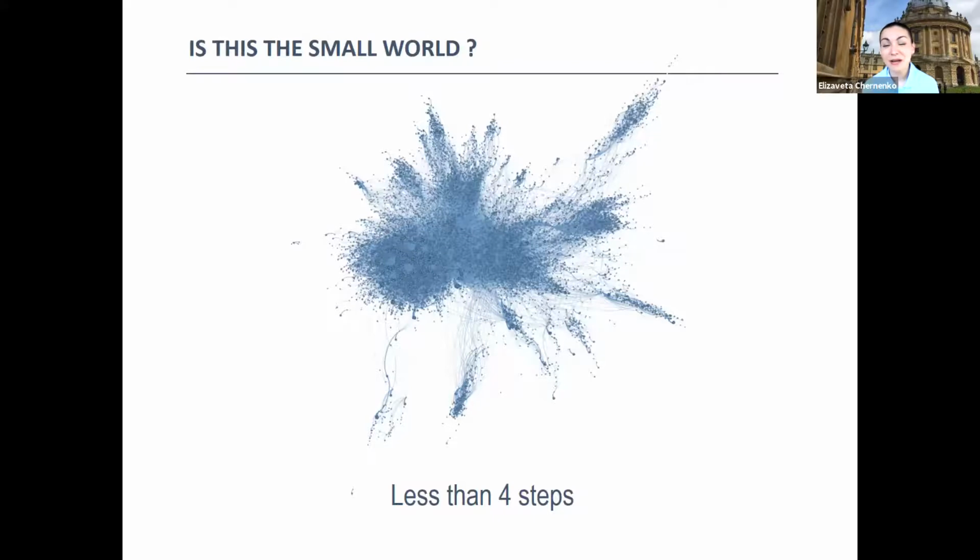And indeed, in many networks, not only social networks, we observe very small distances. And so we can easily connect to other people, even in very distant parts of the network. So we are connected, and we are connected by very small distances.